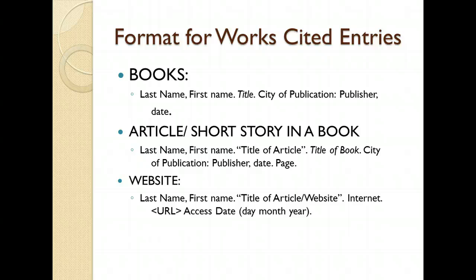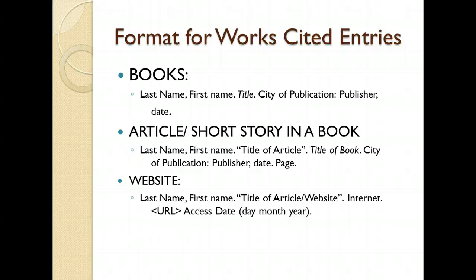If you're using a website, you put the last name of the author, comma, first name, then you put the title of the article or the website, okay? You put the word internet indicating that it is an internet source. In triangle brackets, you put the URL, that is the website. The access date is the last thing you put, and it's day, month, year. You always have to include the access date because online information can change at any minute. So I need to know that when you access the information on that particular date, that was the information that was on the website, since it can change, okay?